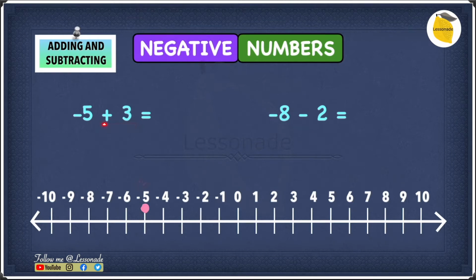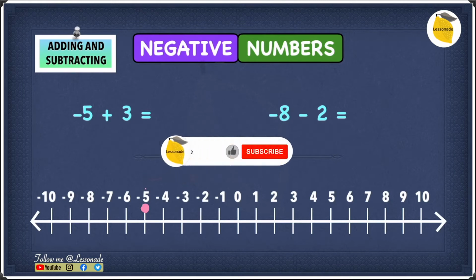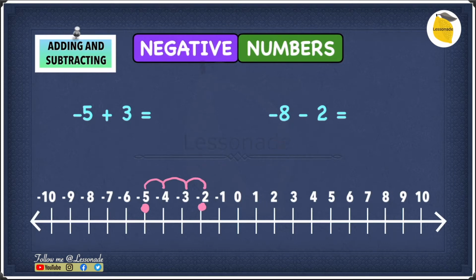And when adding 3, we have to move towards the right of the number line. We have to move right in the number line when we are adding. So that means we have to move 3 spaces towards the right. So 1, 2, and 3. Then we land at -2. So that means our answer to this question will be -2.